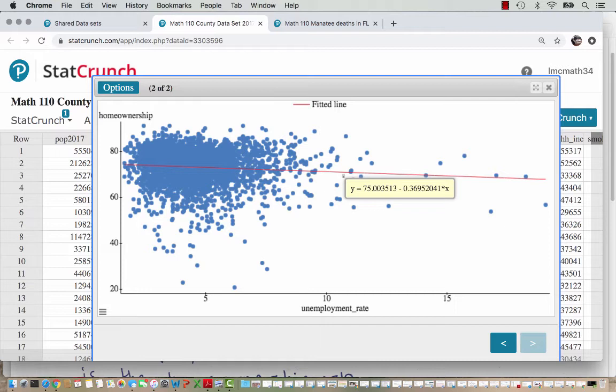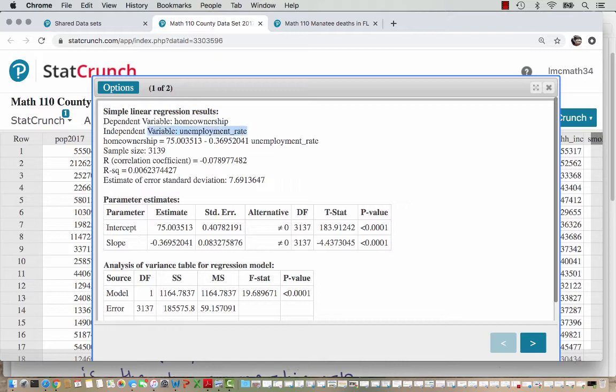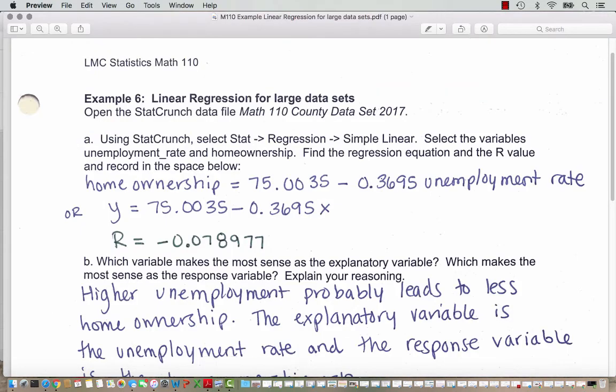So it's your choice whether you want to write the equation with the x and the y, as StatCrunch does in the second screen, or if you want to write it as in the first screen with the homeownership and unemployment rate variables. So we're going to head back to our example and record that.